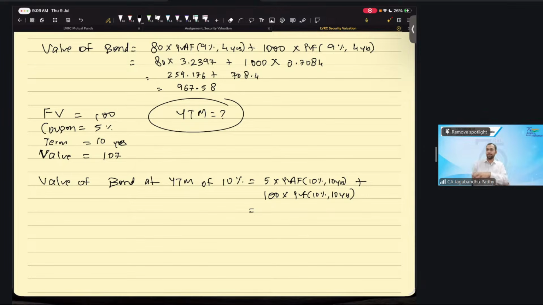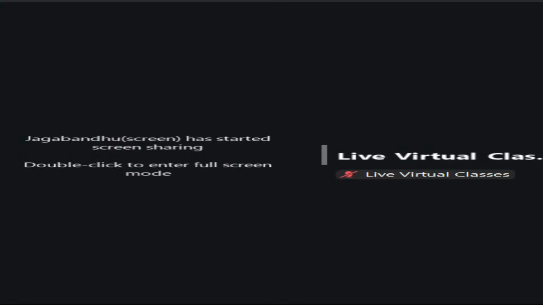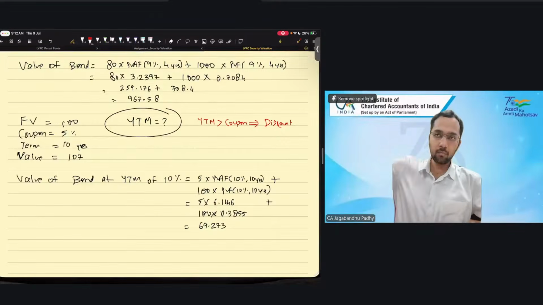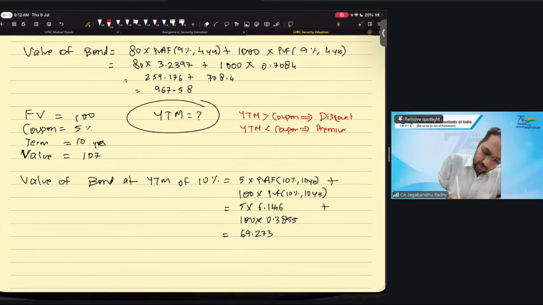It's 1 divided by 1.5, 2, 3, 4, 5, 6, 7, 10. So it's 100 into 0.3855, and this is 5 into 6.14. Then the bond trades at a premium.